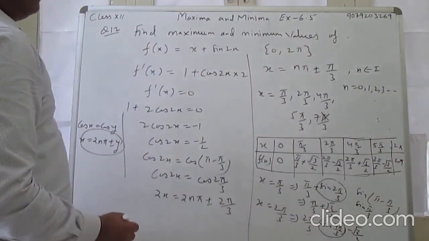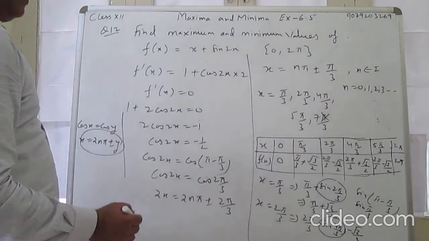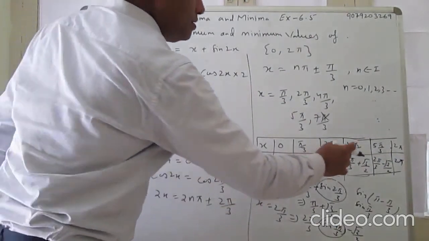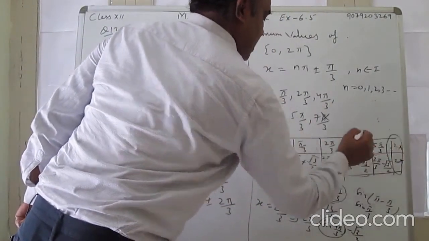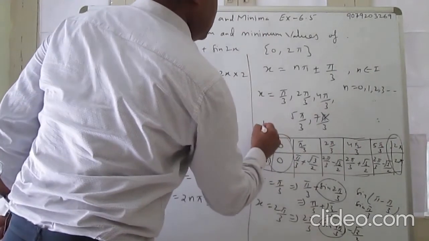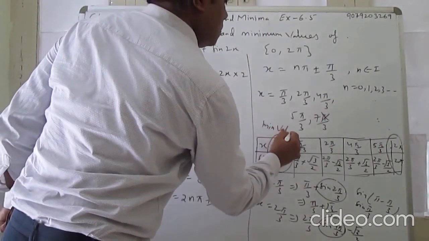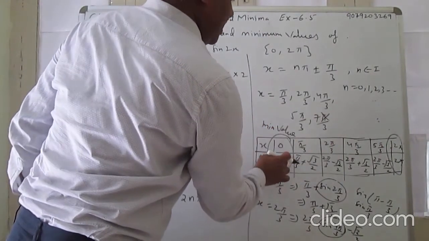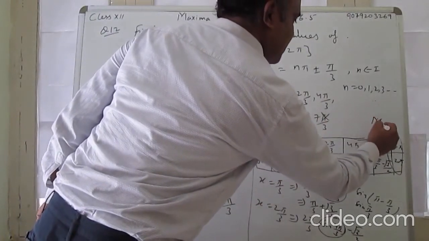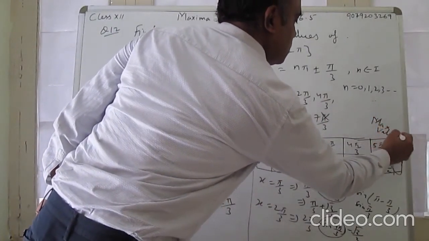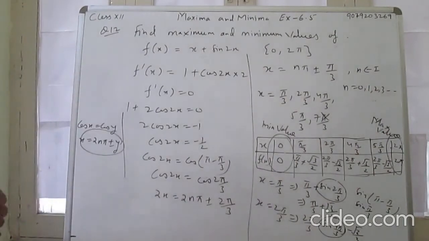So what is the minimum value and maximum value? Maximum value is 2π and minimum value is 0. This is the minimum value, 0 at x = 0. This is the maximum value, 2π is the maximum value.